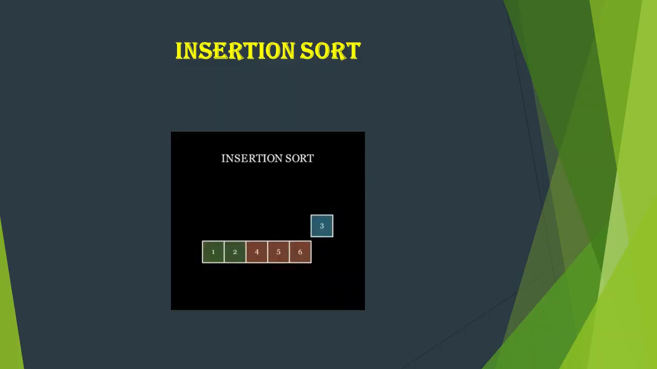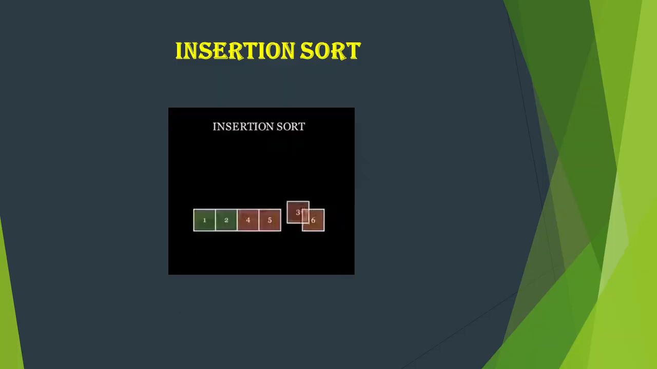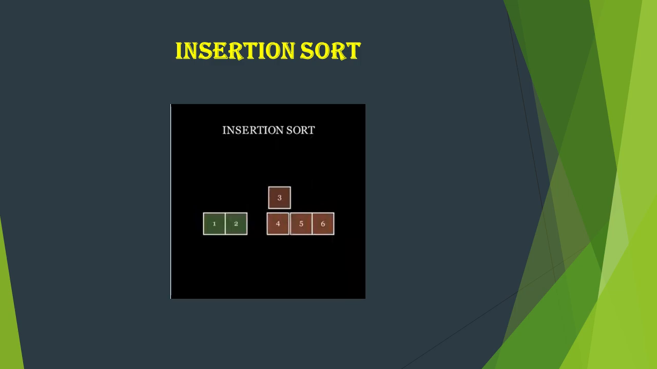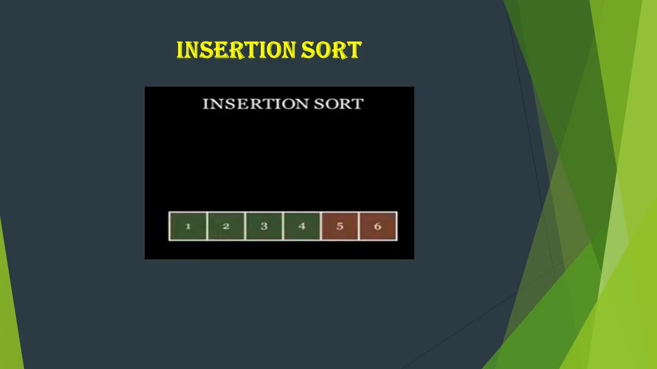Take the last element, that is 3, which is compared with the previous element, that is 6, which is greater than the element 3. Similarly, it is compared with the previous elements until the element is placed in its correct position. All the elements are compared and sorted until each is placed in its correct position. At last we will get the sorted array, that is 1, 2, 3, 4, 5.